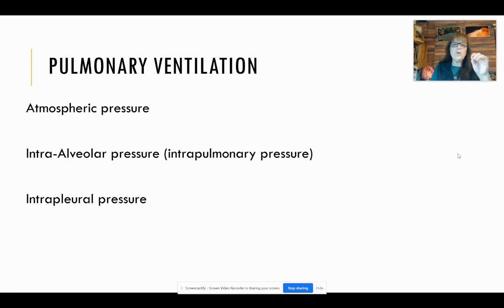level. So if pressure is lower than 760 millimeters of mercury, then that is what is called negative pressure. When it is greater than 760 millimeters of mercury, that is what is called positive pressure. If pressure is equal to atmospheric pressure, then we express that number as 0.